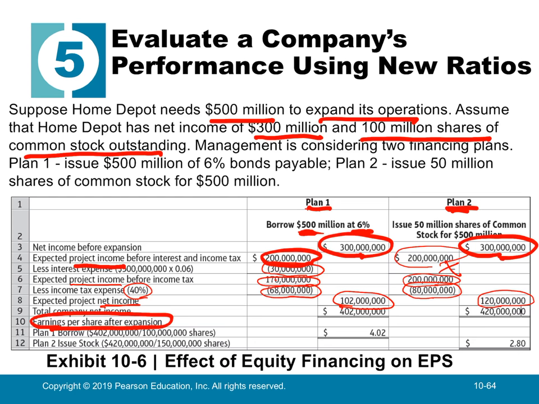But as you can see, because we had to issue 50 million more shares, our earnings per share went down to $2.80 per share. When we borrowed, our earnings per share was only $4.02. Because you can see, we had this total company income divided by 100 million shares, or this higher net income, but divided by 150 million shares.